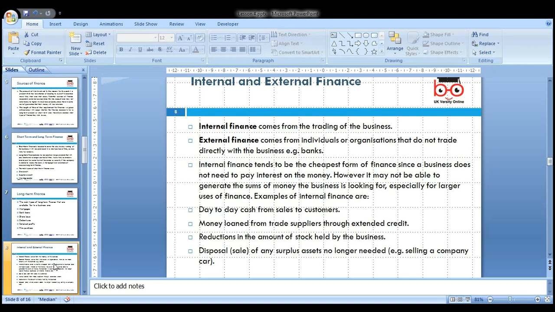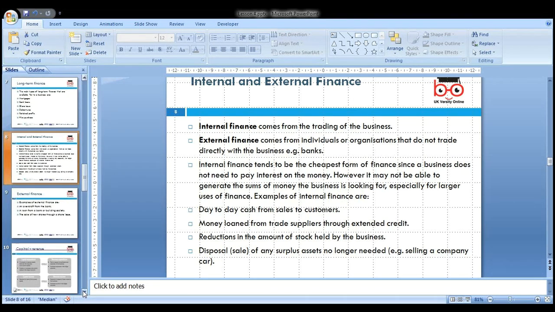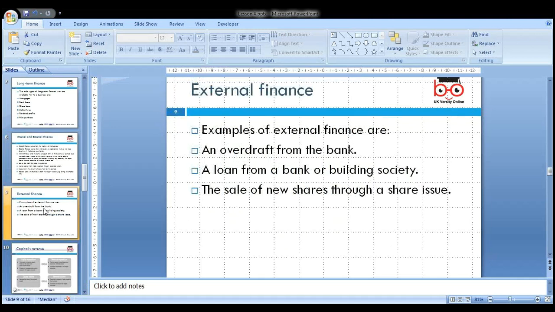So maybe we can collect day-to-day cash from sales to customers, take a loan from the trade supplier through extended credit, and reduce the stock held. We need to look at economic order quantity, and then the disposal of spare assets or sales will help us to generate cash. So that will help us to improve our cash flow.